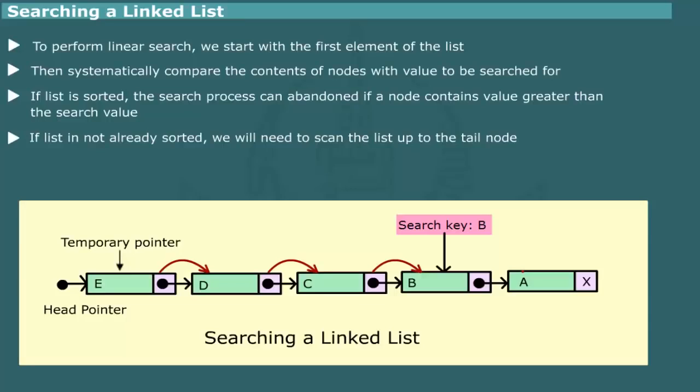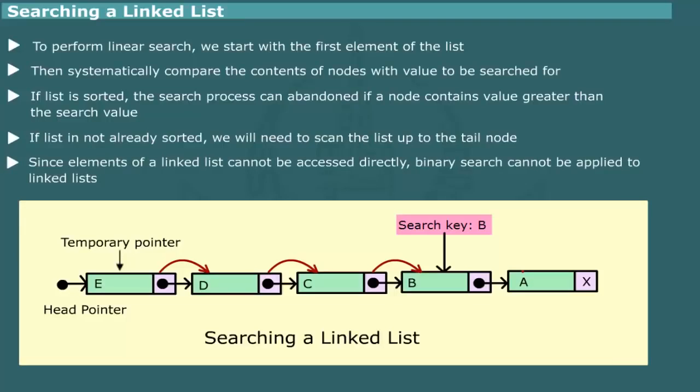It is emphasized that unlike an array, the elements of a linked list cannot be accessed directly. Thus, an efficient searching method called binary search, which uses a middle element, cannot be applied to a list. In the case of the list, there is no simple way of finding the middle element.